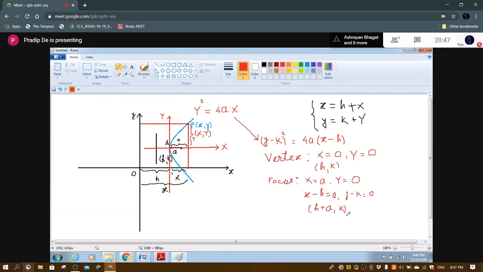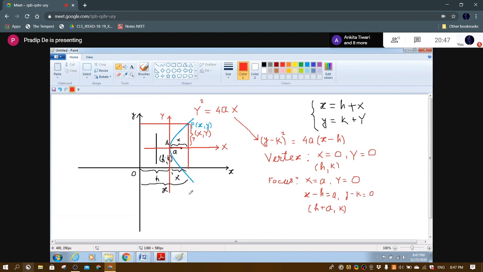So how do we get all these without going through all the diagrams and everything? How do I get everything in quickly at once? Had the origin been here at the vertex, the equation would have been y square equal to 4ax. If the vertex is at some other point, replace y with y minus k, replace x with x minus h. And to get the coordinates to the original coordinates, you add h to the x coordinate, k to the y coordinate.